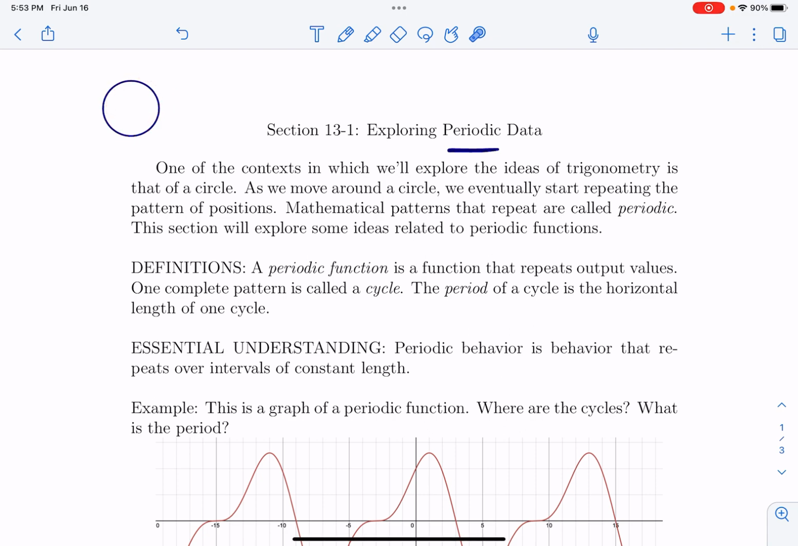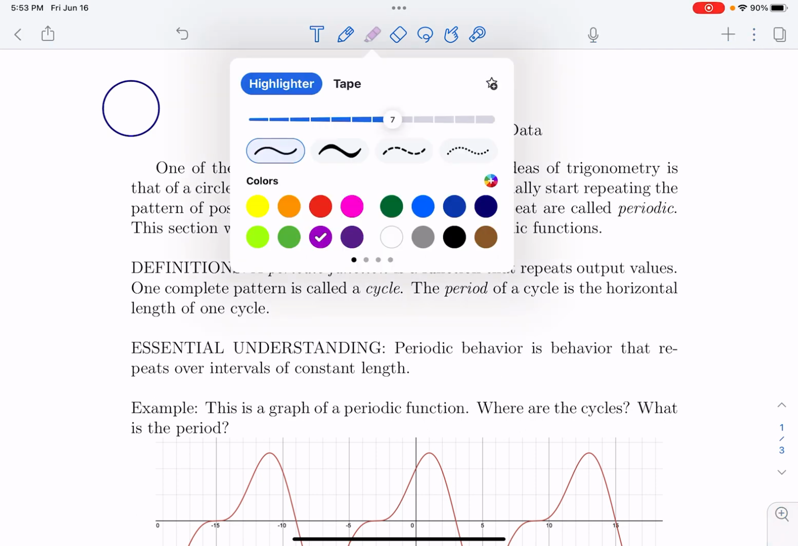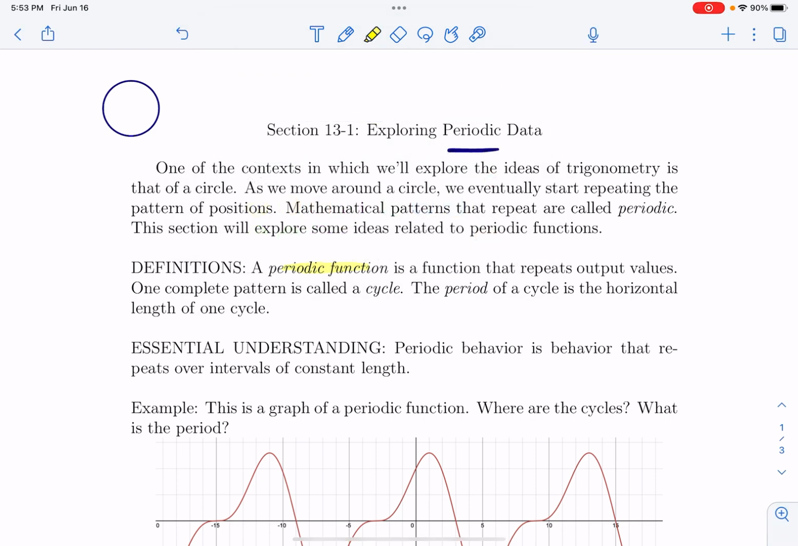So we have some definitions here. A periodic function is one that repeats output values. If we think about the graph, as we keep following the graph from left to right, at some point it repeats exactly what it did before. One complete pattern is called a cycle, and then the period is the horizontal length of the cycle. Basically, it's how wide is each cycle if we look at it on the graph.